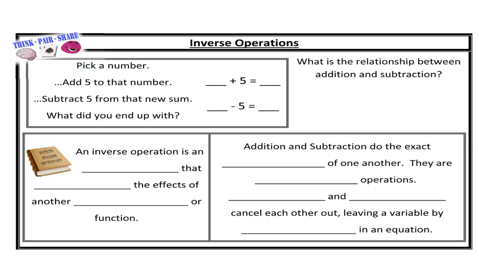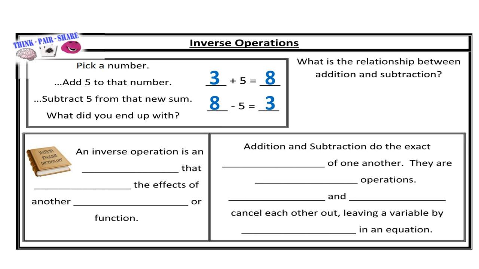In order to solve equations, we need to use inverse operations. Try this on your own. Pick a number. So for example, I'll use 3. Add 5 to that number. 3 plus 5 gives you 8. I'm going to take that same value, 8, that new sum, and subtract 5 from it. So I took 3, I added 5, I took that sum and subtracted 5. I end up back at 3. I used the same value, 5, but opposite or inverse operations.